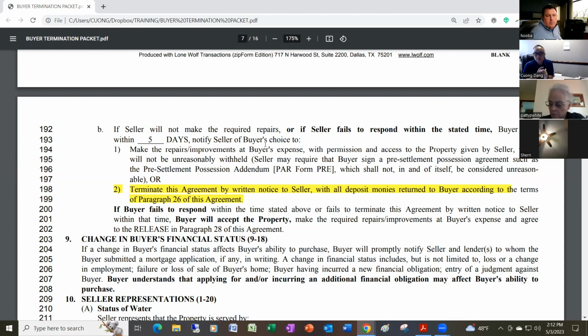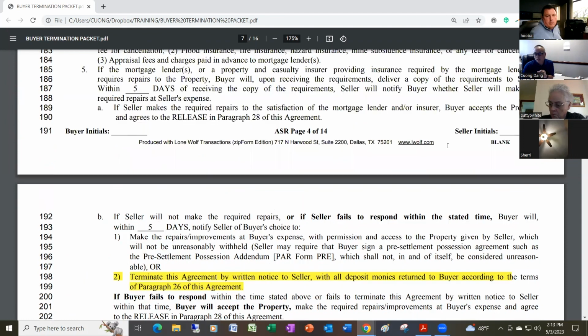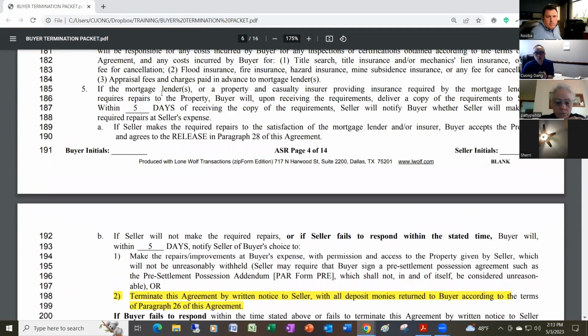Okay. And it doesn't actually have to be financing too. It could be insurance. Okay. Because paragraph 5 does state if the mortgage lender or a property and casualty insurer providing insurance required by the mortgage lender. Okay.